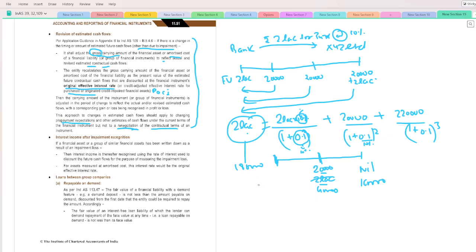So this is like your gross carrying amount. Gross carrying amount means what? Your fair value. So fair value here is 2 lakh plus the interest calculated from the EIR, and then the coupon. So this is the thing. So still it is coming to 2 lakh.